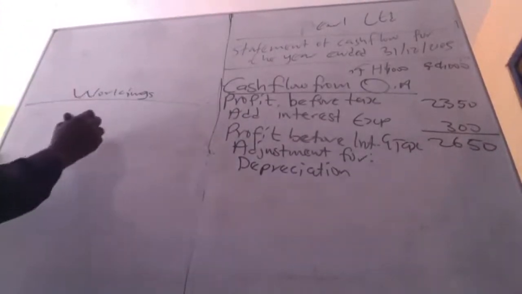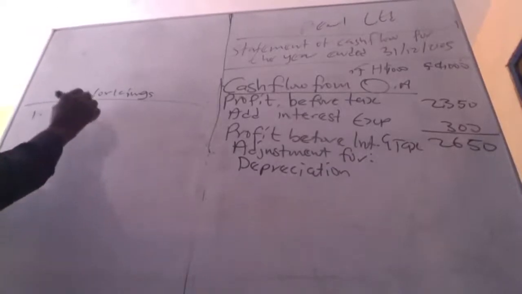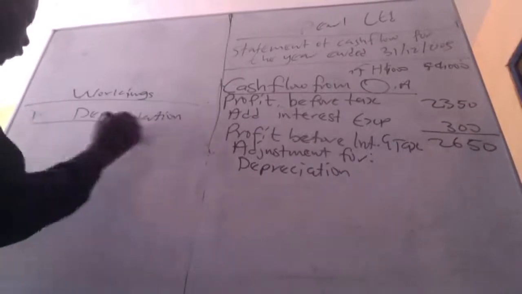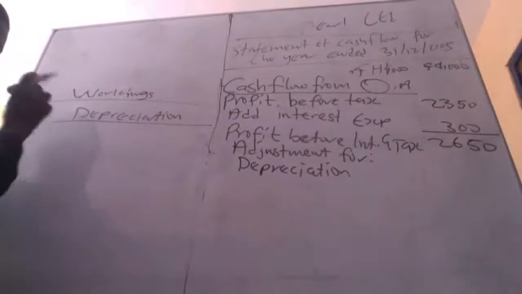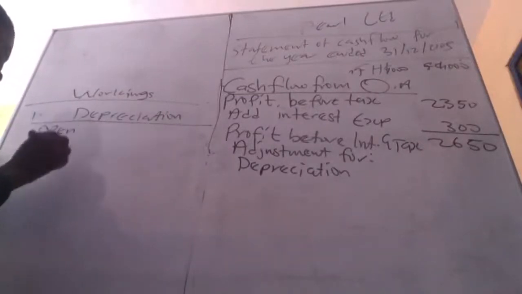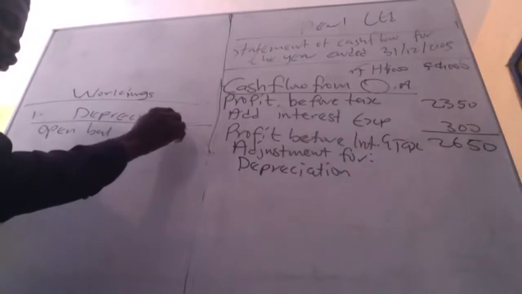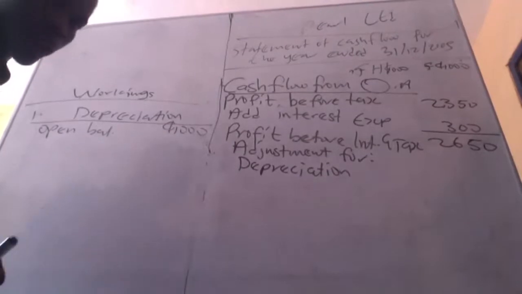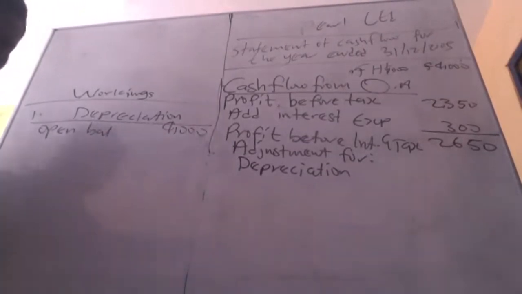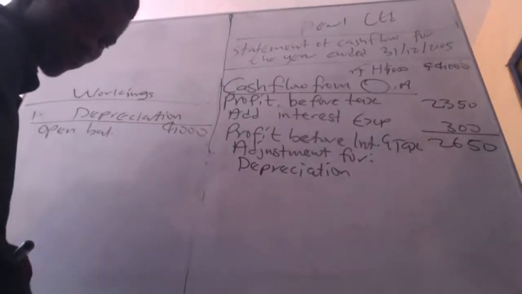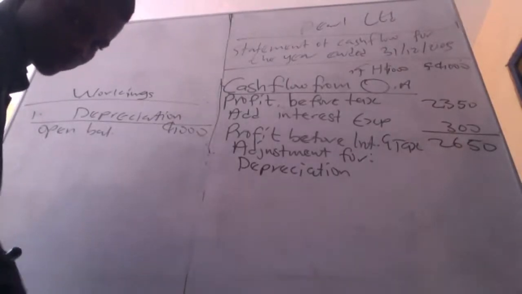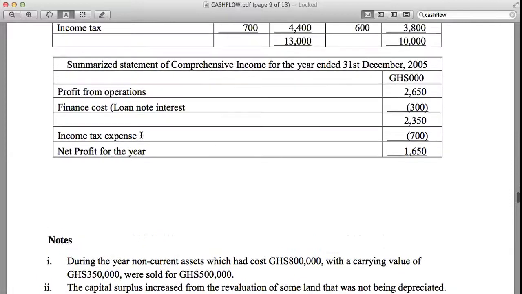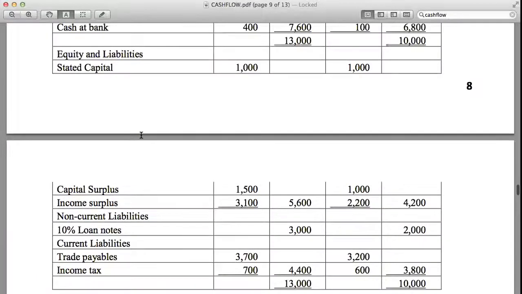So here we are going to use workings one, the depreciation. We are going to pick it from accumulated depreciation, the open balance. What's the open balance? You know where to get the open balance from, right? The open balance will be from the previous year. Open balance of the accumulated depreciation is on the statement of financial position.